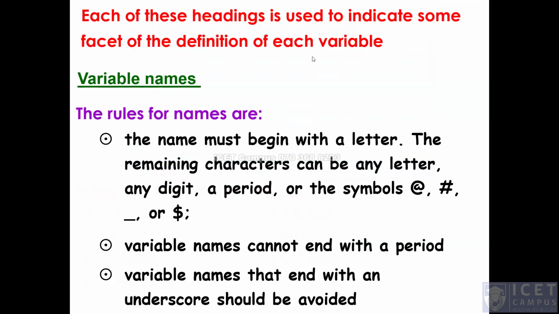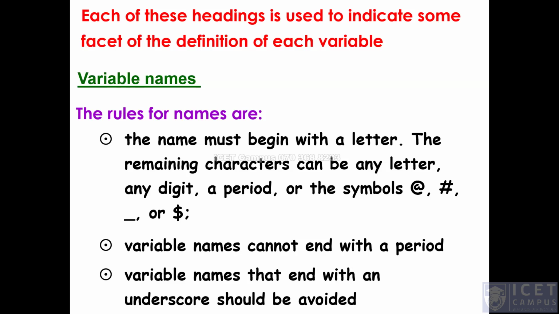Each of these headings is used to indicate some facet in defining each variable. Variable names: the rules for the names, we need to remember these rules, right? Because then we can define any name, otherwise there is a problem when giving variable names. The name must begin with a letter. So the first character of a variable name should be a letter. It must start with a letter, it cannot start with a digit. The remaining characters can be any letter, any digit, a period, or a symbol such as at, hash, dollar sign, anything.